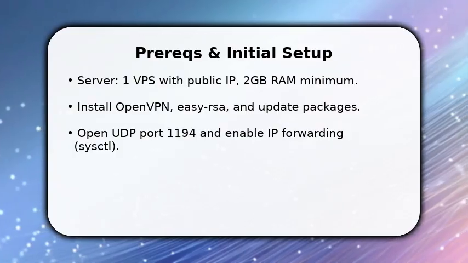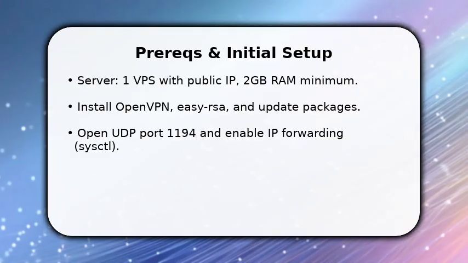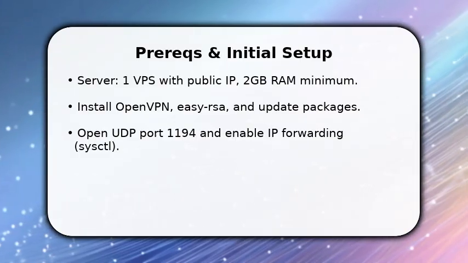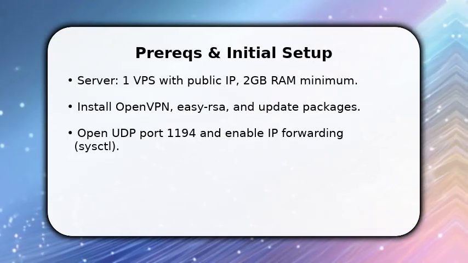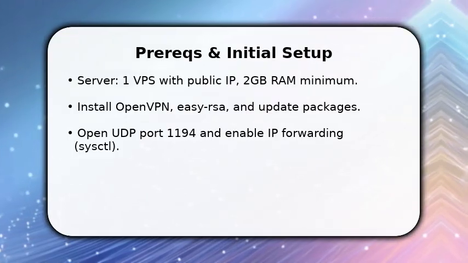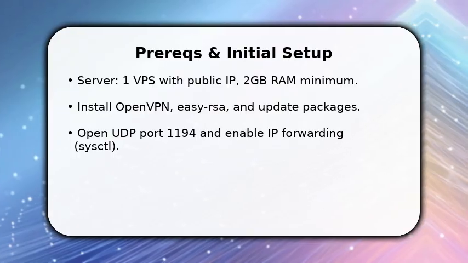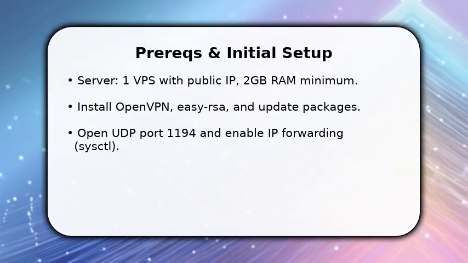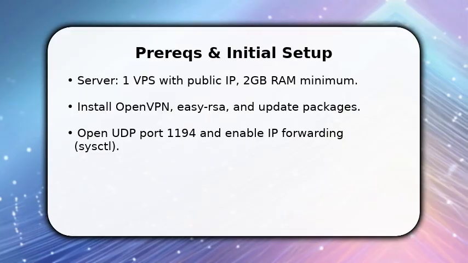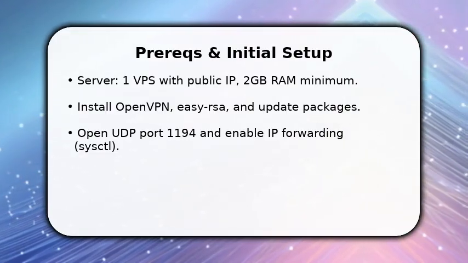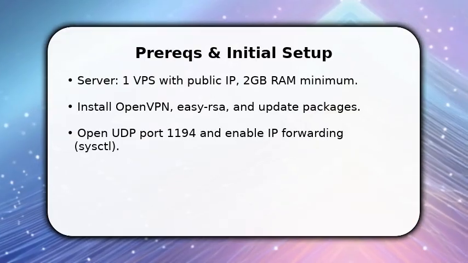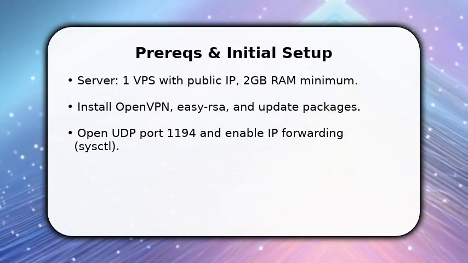You start by preparing a server. Pick a VPS with a public IP and at least 2 GB RAM. Install OpenVPN and EasyRSA, then update packages so dependencies match. Once done, enable IP forwarding in sysctl and open UDP port 1194 in the firewall. Make sure the rule is persistent. You also create a dedicated user for administration. This gets your system ready.